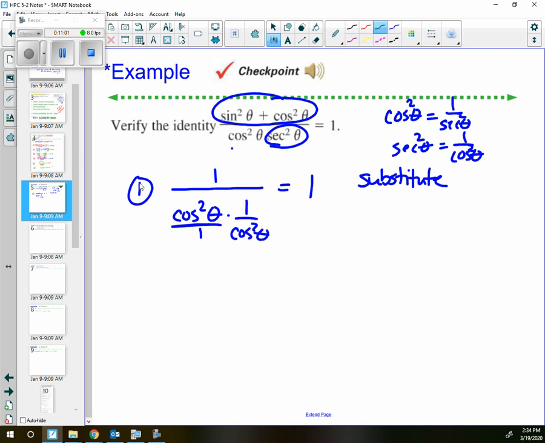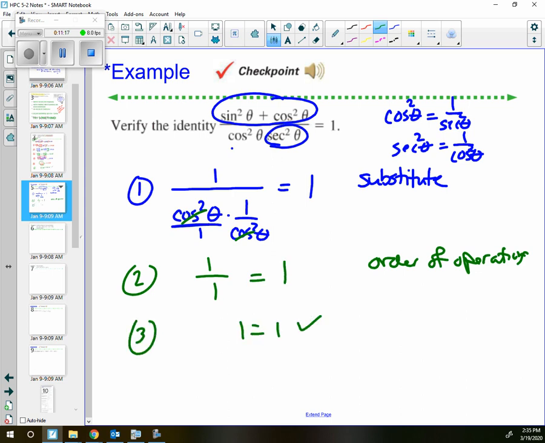Now watch what happens. I can do order of operations. So I'm going to do order of operations here with my fraction. So let's see what happens. In the denominator, the cosine squareds divide out, and we're left with 1 over 1, which is most definitely 1. We've verified that identity. So this idea of looking for things to try to make the functions the same. So I substituted, I did order of operations, and I was able to verify pretty quickly.